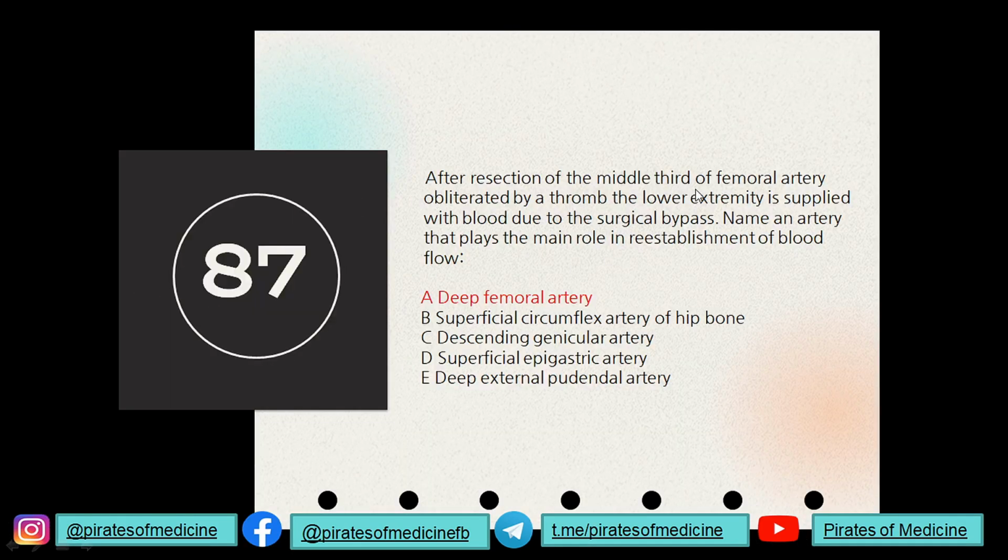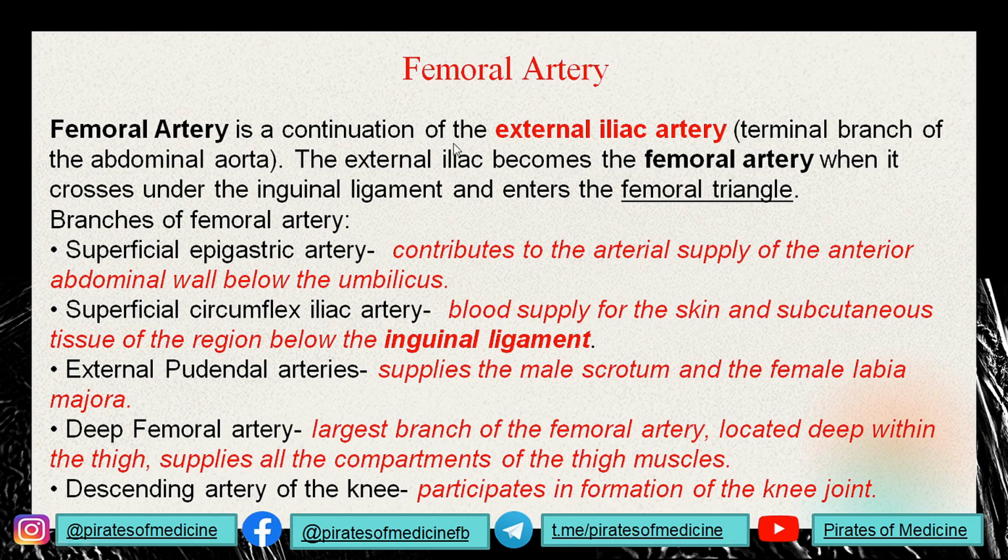So 87th question is that after a section of the middle third of the femoral artery is obliterated by a thrombus, the lower extremity is supplied with blood due to surgical bypass. Name an artery which plays its role in the establishment of the blood flow. To understand this, you need to see that there is a thrombus resection of the middle third of the femoral artery. We need to look at the blood supply of the femoral artery to understand this a little better.